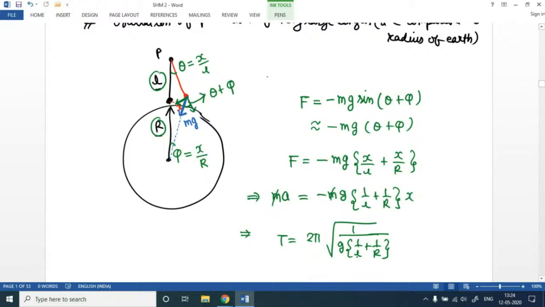Obviously you should realize that if l is much less than r, which is the general case we used to take, then 1 by L would be much greater than 1 by R. So in this denominator, this 1 by R term we can ignore, and the formula would still be 2 pi root under L by G. So this is a general case scenario. Okay, so this is one of the situations.